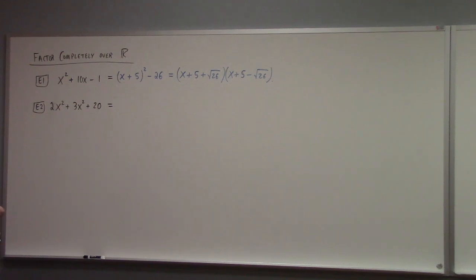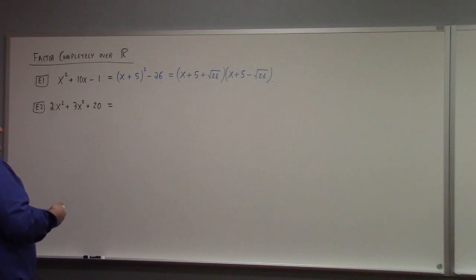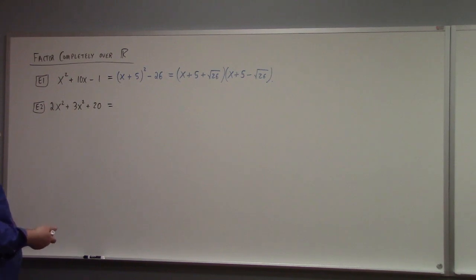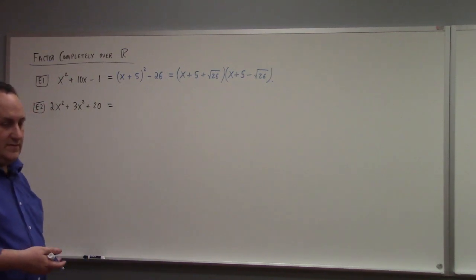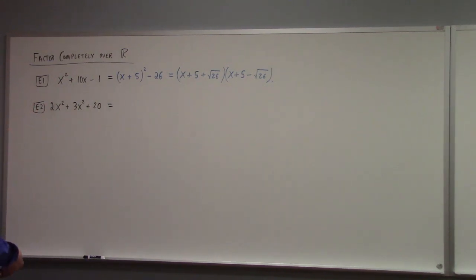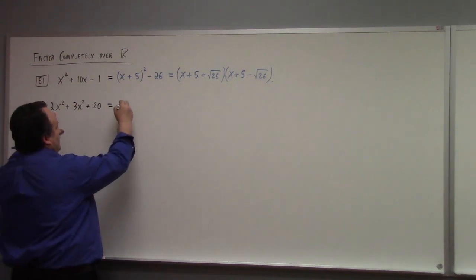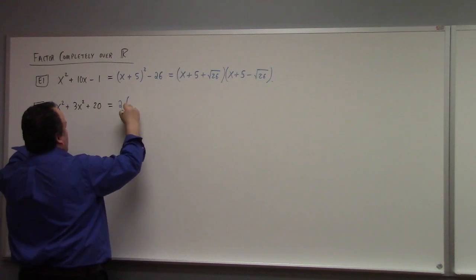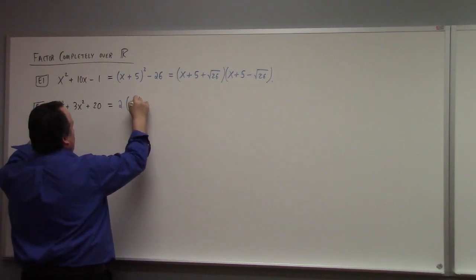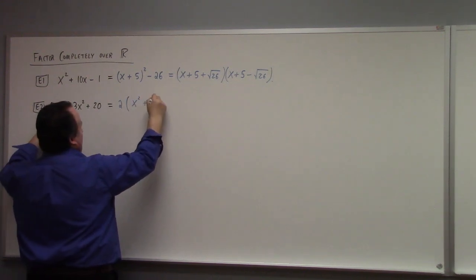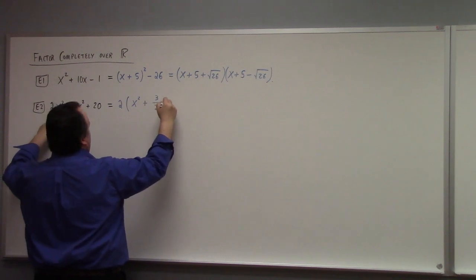It is the fastest way to factor. It is by far the most reliable. I can complete the square on any quadratic, and I can be assured that I have factored it. So it's important for everybody to learn this and to know it. Now this 2, what I do here is I factor the 2 out. Right? I factor 2 out, then I've got x squared plus 3 halves x.